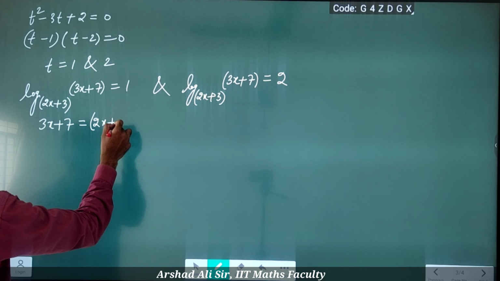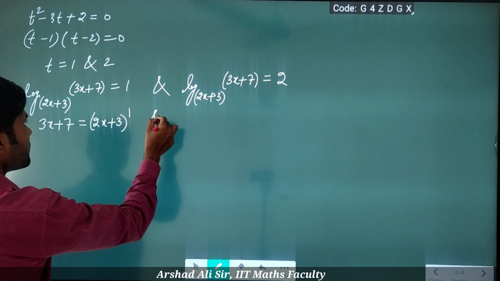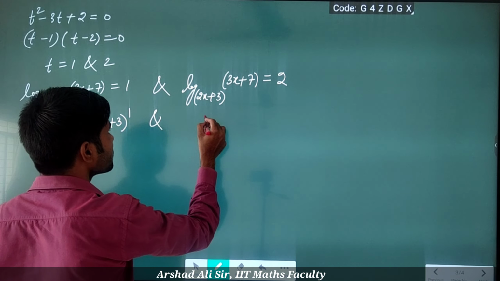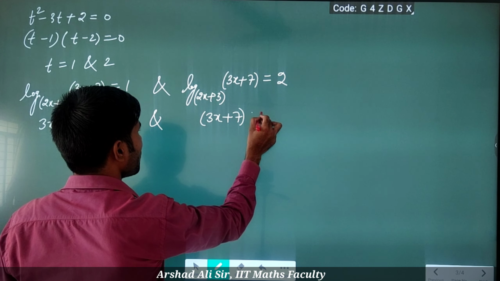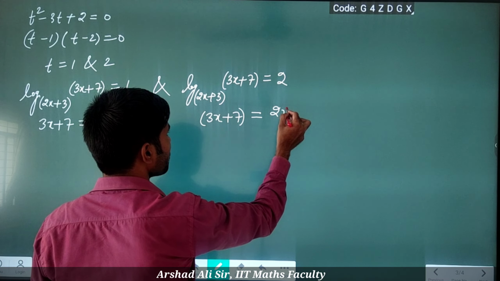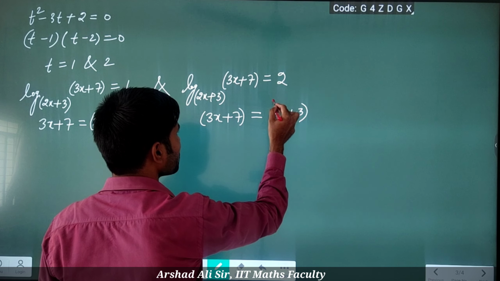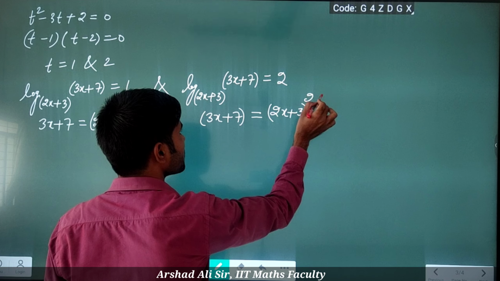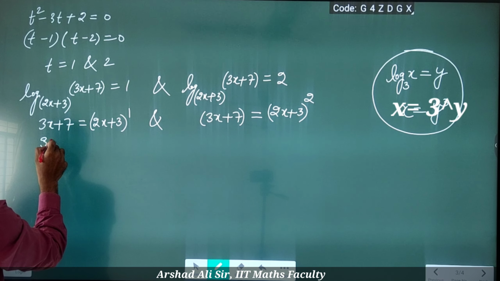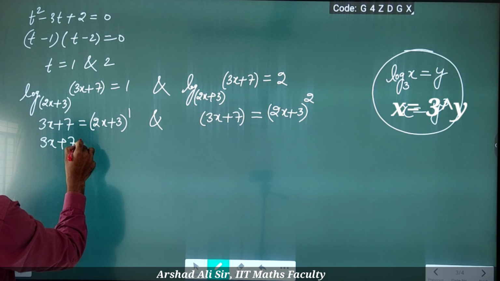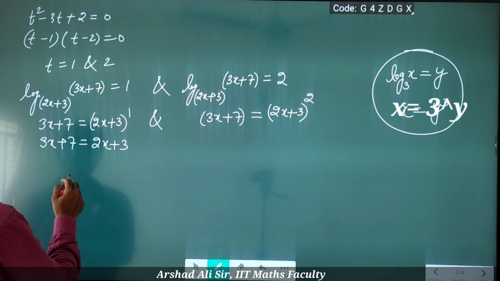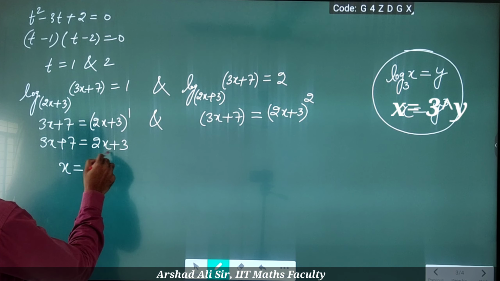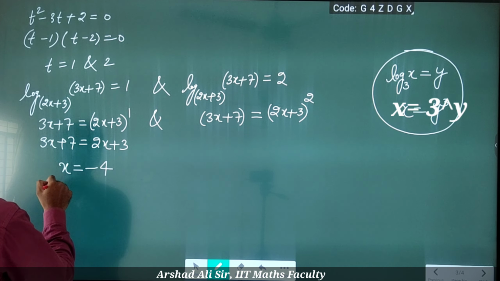2x plus 3 whole power 1, and similarly the same rule we can apply here. The number is 3x plus 7, the base is 2x plus 3. What we have on the equal side is 2, so here we can write it in the power. Now 3x plus 7 is equal to 2x plus 3. Okay, so what is the value of x? x is equal to 3 minus 7, it will be minus 4.